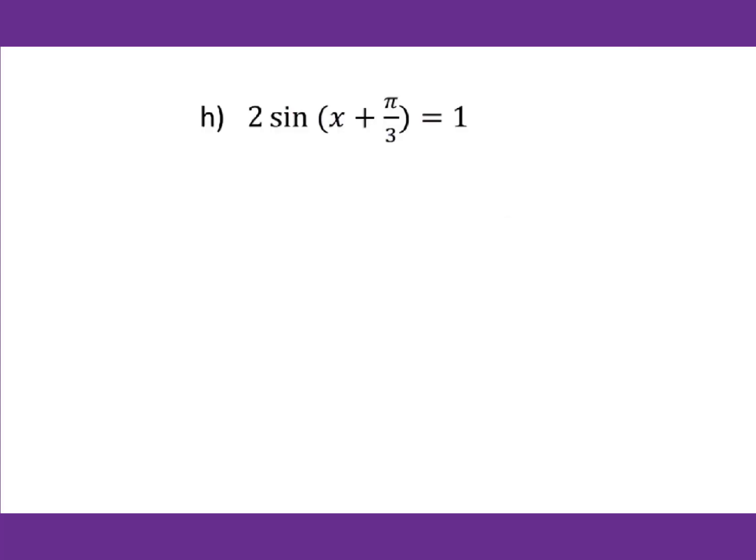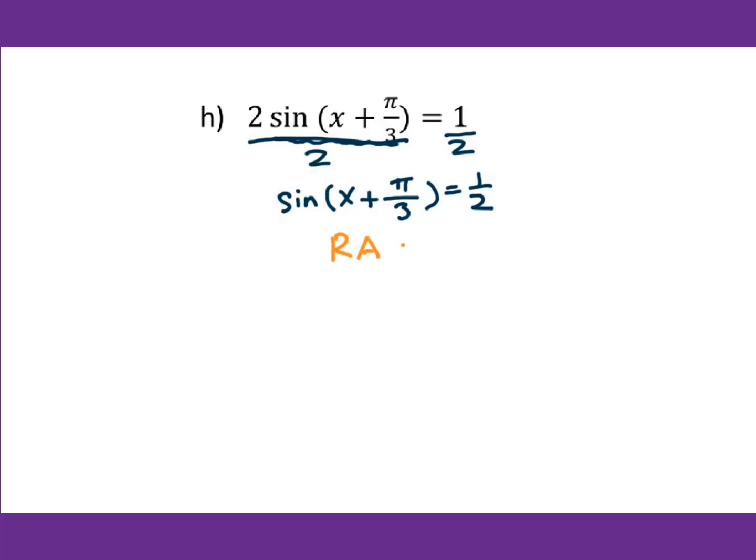Let's go to H. First of all, we need to isolate the sine function. Therefore, we divide by 2 on both sides. You will get sine of x plus pi over 3 equals 1 over 2. Reference angle, that's pi over 6.